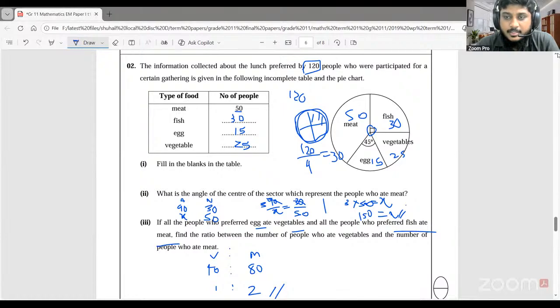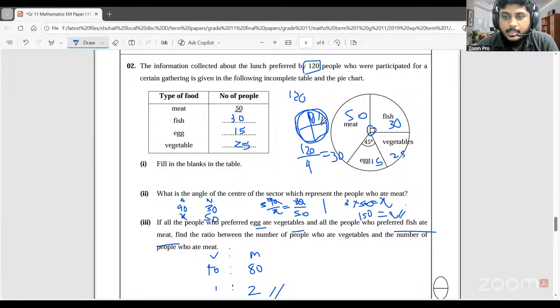Okay. So how is fish 30? Fish is 30 because the full circle is 120. Then the quarter part is how much? 30, right? 120 divided by 4 is 30. Got the point? How it's 30?